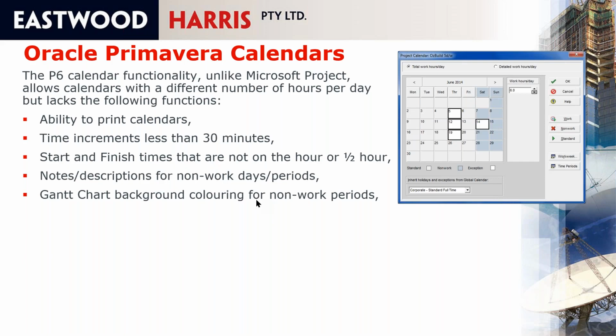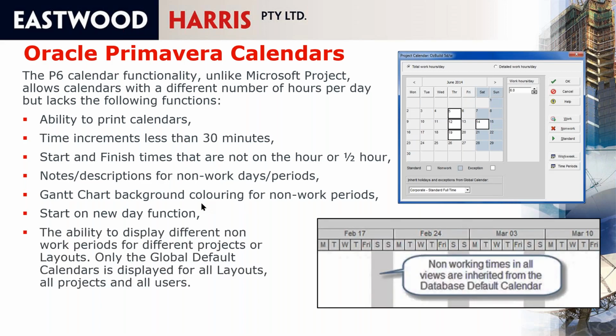The Gantt chart background coloring for non-work periods, you can't have, for example, public holidays one color and roster days off another color. It doesn't have a start on new day function, so you can end up with a concrete pour having 1 hour on Friday afternoon and then the next 9 hours on Monday. And a start on new day function is really useful.